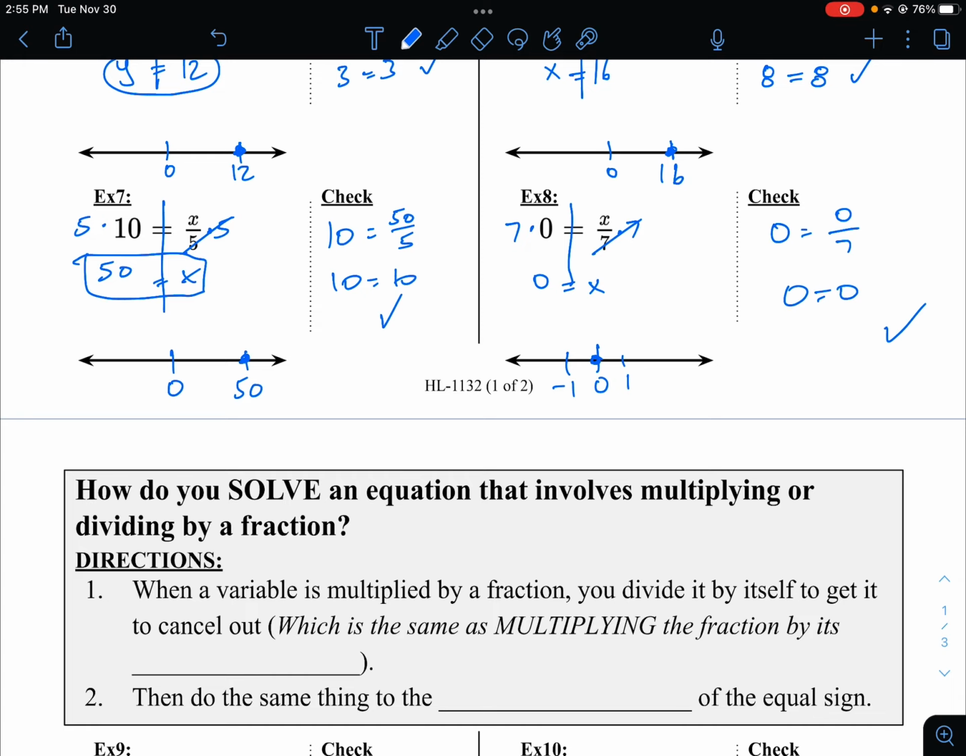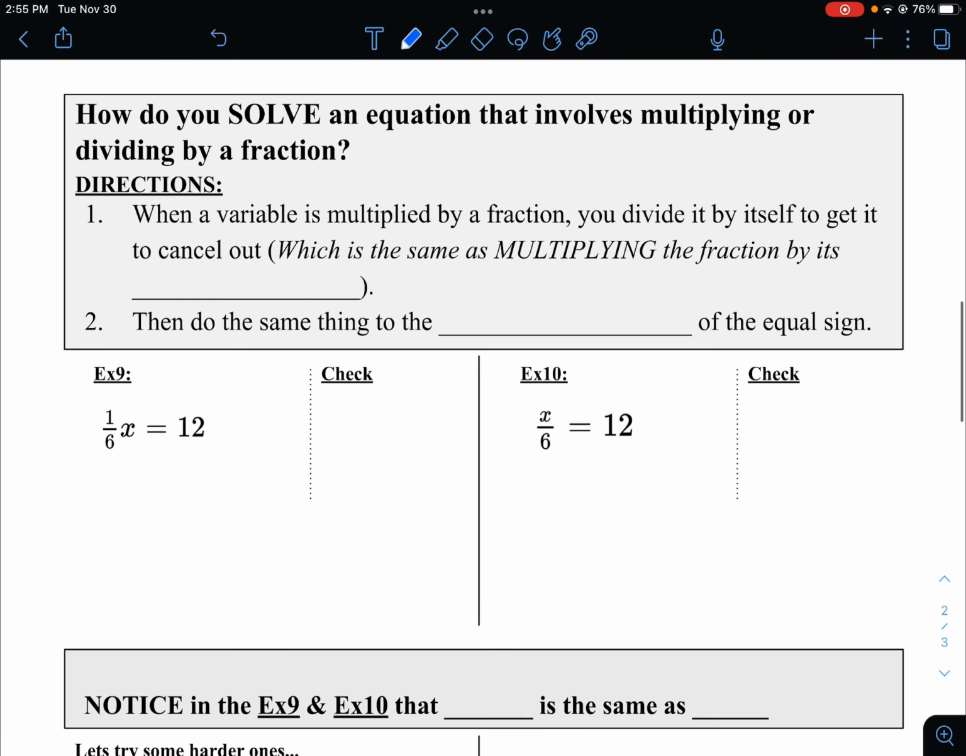All right, let's take a look at the second page. How do we solve an equation that involves multiplying or dividing by a fraction? Well, when a variable is multiplied by a fraction, you divide it by itself to get it to cancel out, which is the same thing as multiplying the fraction by its reciprocal. Then do the same thing to the other side of the equal sign.